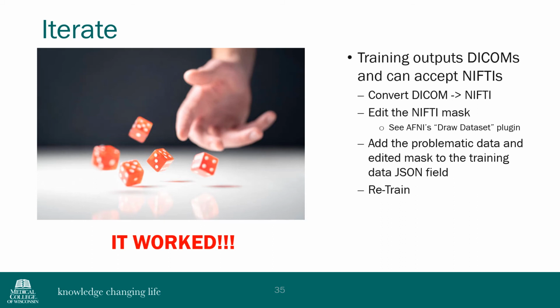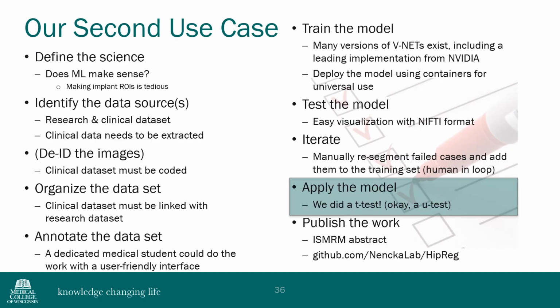Now, in cases where iteration is required, the output of the model can be formatted as NIfTIs. Those NIfTIs then can be edited using something like AFNI's draw dataset. And then, because the model takes NIfTIs in, those modified masks and the underlying anatomy can be put back into that training set, and training can proceed again. Or you can get lucky, as we did here, where our first round of training actually did not require any further modifications of the masks, simply because it worked. So with the deep learning segmentation model finally trained, tested, and validated, we can go on to use it.